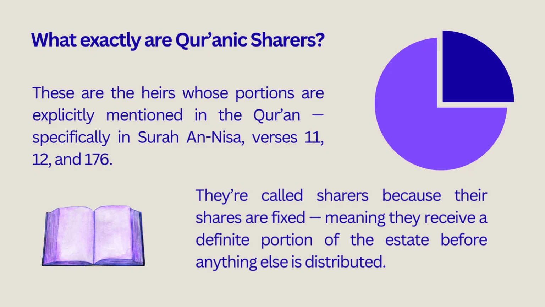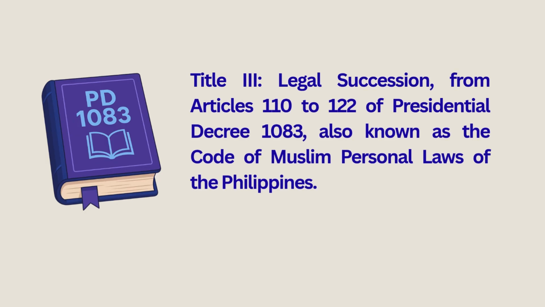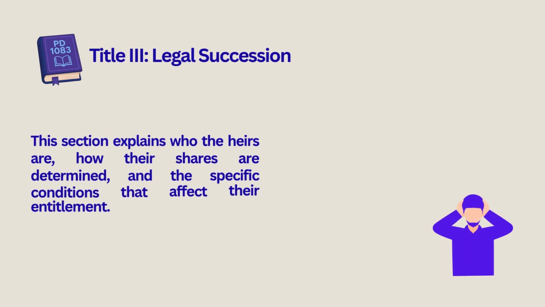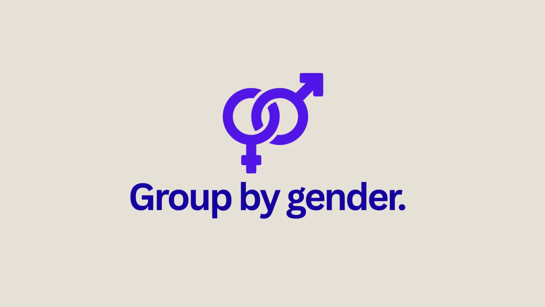else is distributed. Now, just to give you an overview, the discussion on inheritance shares is also found under Title 3, Legal Succession, from Articles 110 to 122 of Presidential Decree 1083, also known as the Code of Muslim Personal Laws of the Philippines. This section explains who the heirs are, how their shares are determined, and the specific conditions that affect their entitlement. To make this easier to remember, let's start by grouping them.